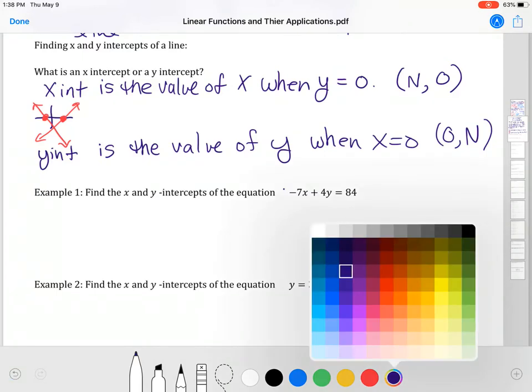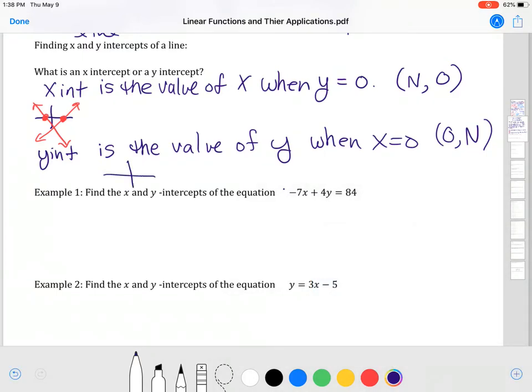So if you look at any graph, and I cross the y-axis, my value of x is going to be 0 there. And if I change the graph and cross here instead, my value of x is still going to be 0. So when I'm looking for the x-intercept, I'm going to plug in 0 for y and solve for x. And when I'm looking for the y-intercept, I'm going to plug in 0 for x and solve for y.